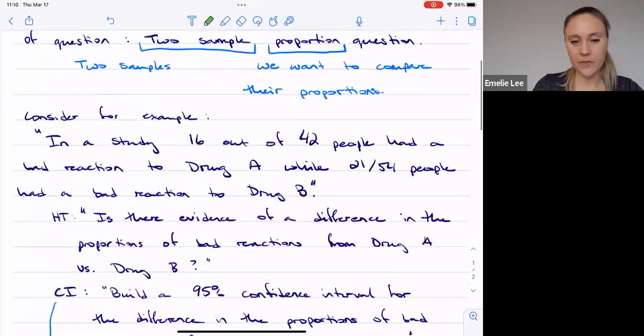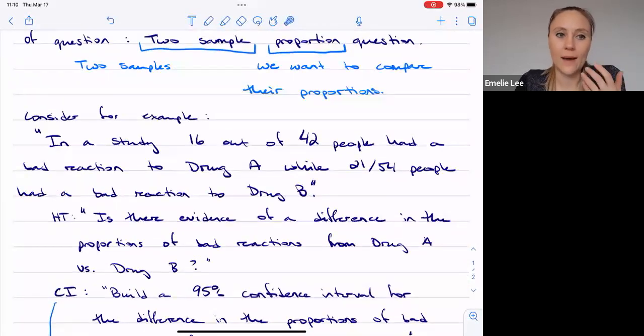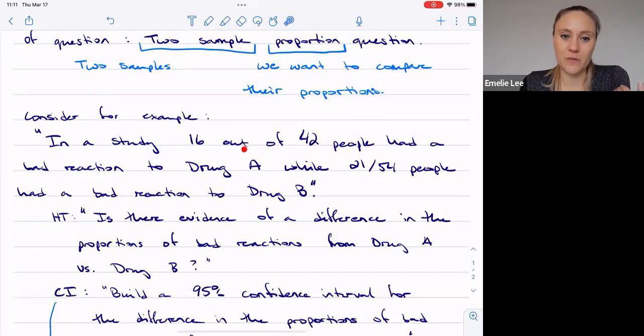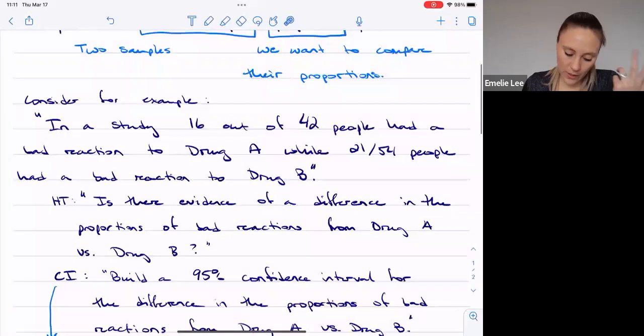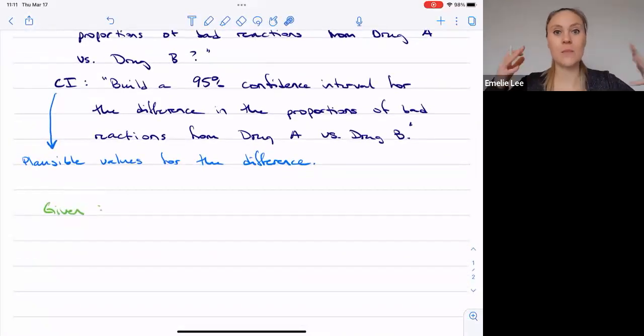Okay. And so here, let's say we've been given, and remember, there are two different ways that we can give information in terms of proportions, right? Here I've given the number of successes out of n, our sample size for each of the drugs. I could have just given a percentage of the 42 people, and then you would have to find the number of successes. But you know how to do that, and that's the same as for one sample. Now we just have two that we have to deal with.